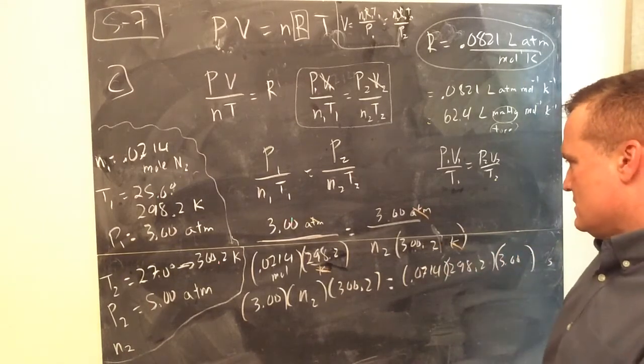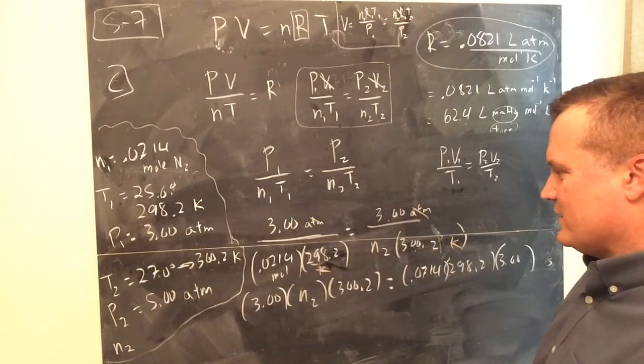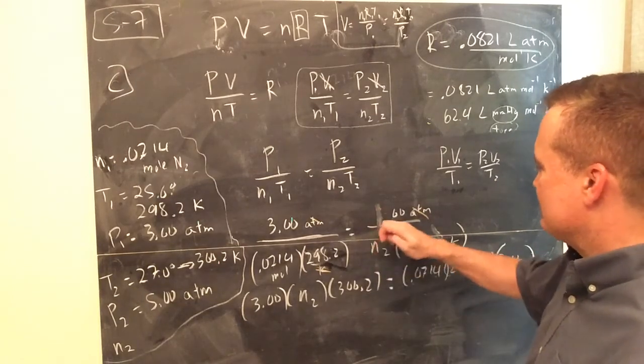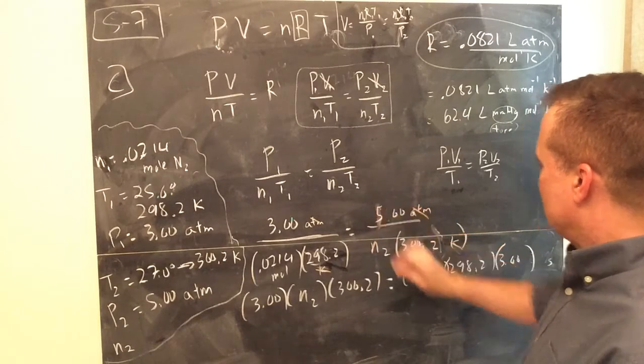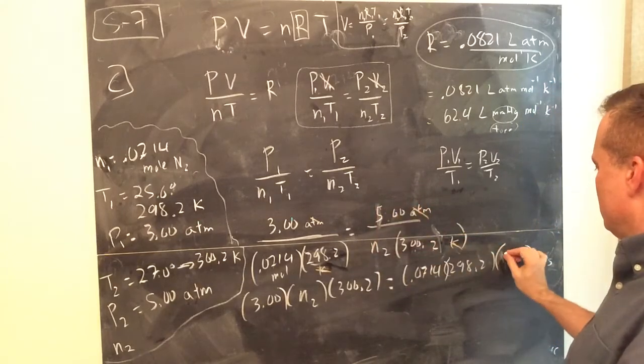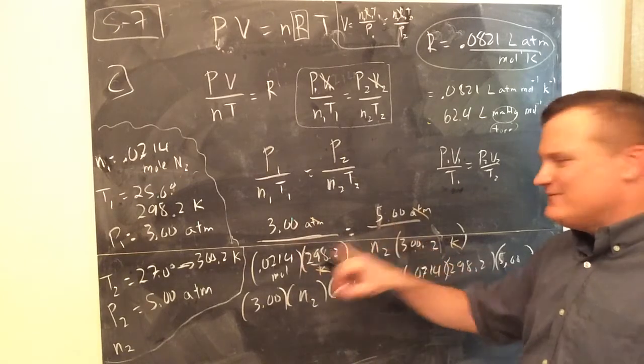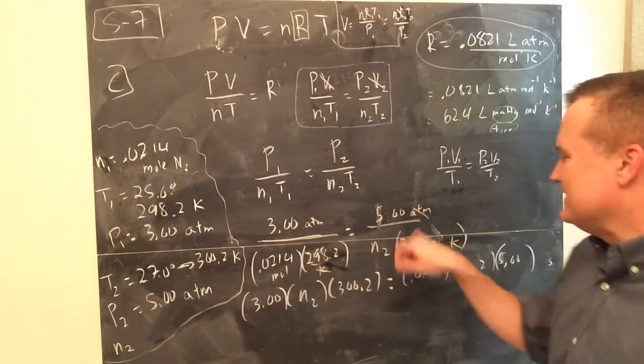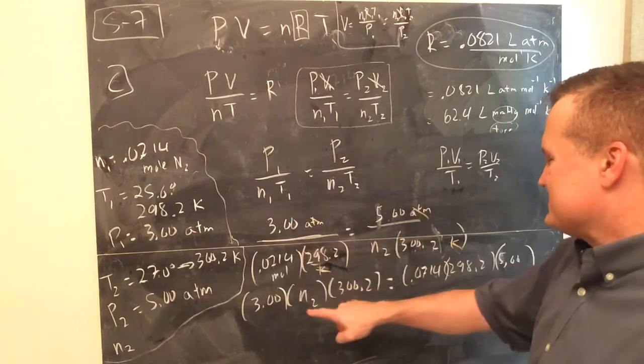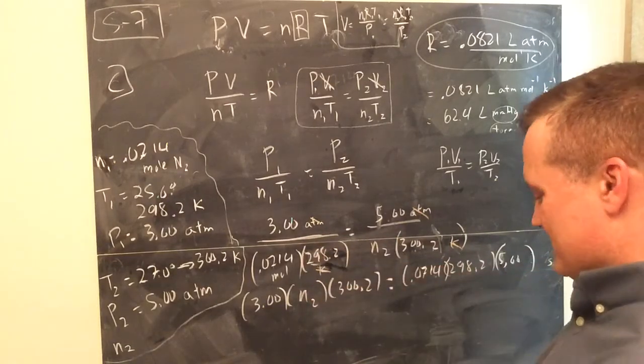Okay, hold on. That's wrong. P2 is 5, not 3. Sorry, I noticed the same number there. I wonder if somebody noticed that earlier. Okay, all right, so here's the cross multiplying step.